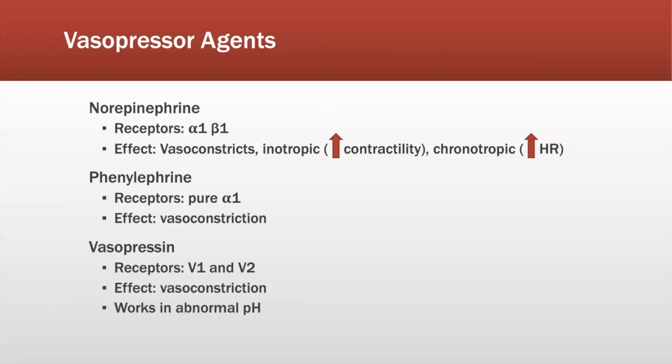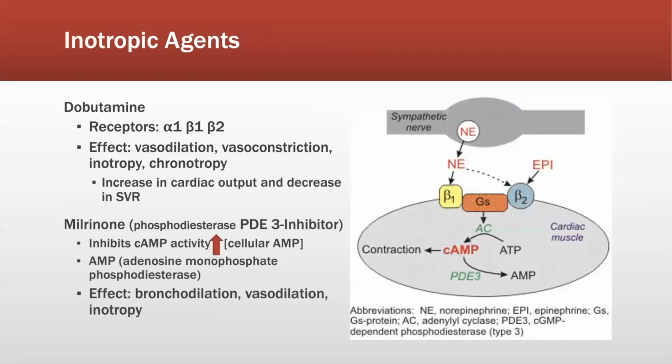So vasopressin affects V1 and V2 receptors, and the effect of this is vasoconstriction. The nice thing about vasopressin is that it works in abnormal pHs. So if your patient has an acidic ABG, when your norepinephrine or your epi won't work because of the abnormal pH, your vasopressin actually will.